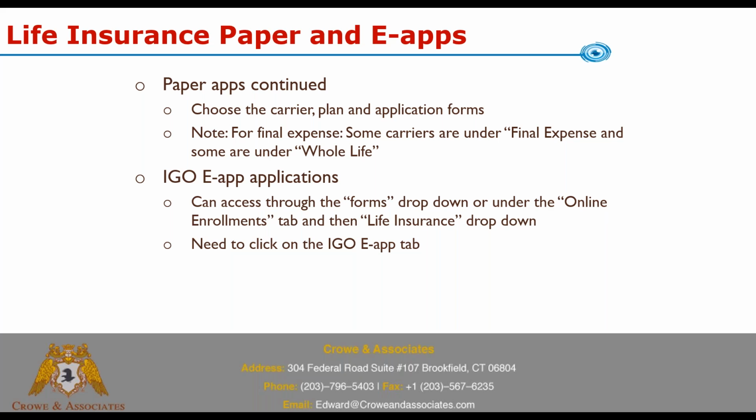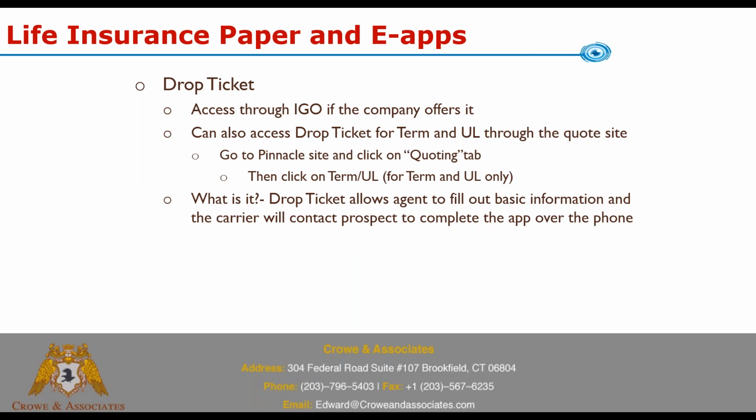From the Pinnacle site, same thing, always from the Pinnacle site, pfsinsurance.com. You'll access the Forms tab, and then you can either go to the Forms drop-down, or you can go to the Online Enrollment tab, and then the Life Insurance drop-down. You can access IGO e-apps both ways. And then you click on IGO e-app to access the information. I only have a few slides here because I'm going to spend most of the time demonstrating the site.